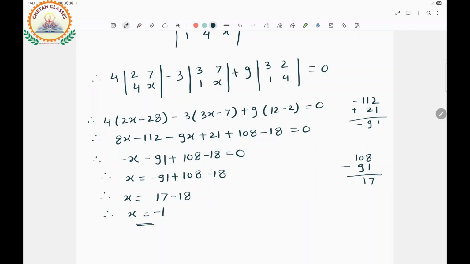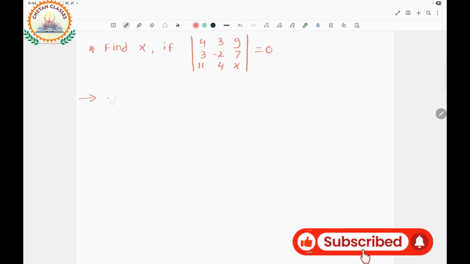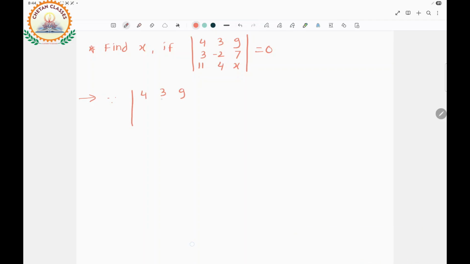Okay. Take another example. Find x if the determinant of 4 3 9 / 3 minus 2 7 / 1 1 4x is equal to 0. So since the determinant of order 3x3 is given and that value is 0, the determinant of 4 3 9 / 3 minus 2 7 / 1 1 4x is equal to 0.